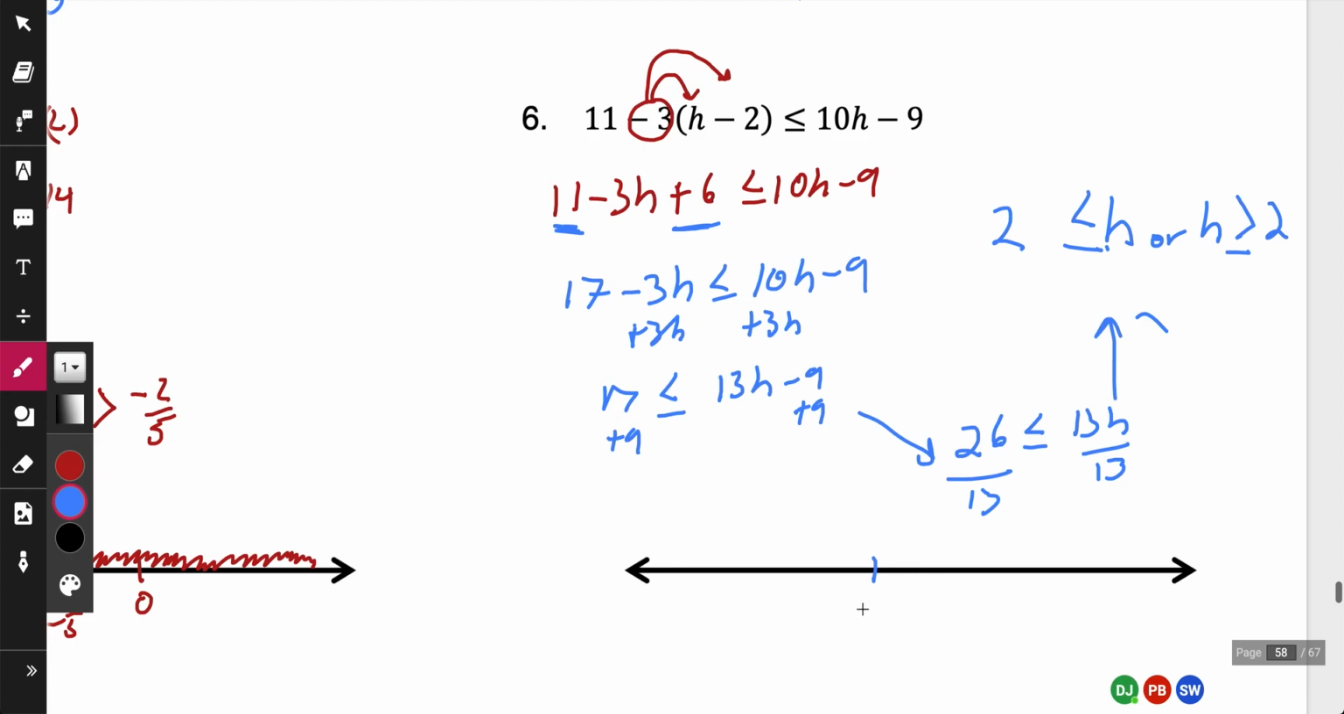So we're going to have 2 in the center, with 3 and 1 on either side. Now I'm going to have a closed circle. That means the 2 is part of the solution. And remember, I know it's closed because the inequality has this line underneath it. That means it's a closed circle. And then it just says shade all the numbers that are greater than 2, which is to the right.